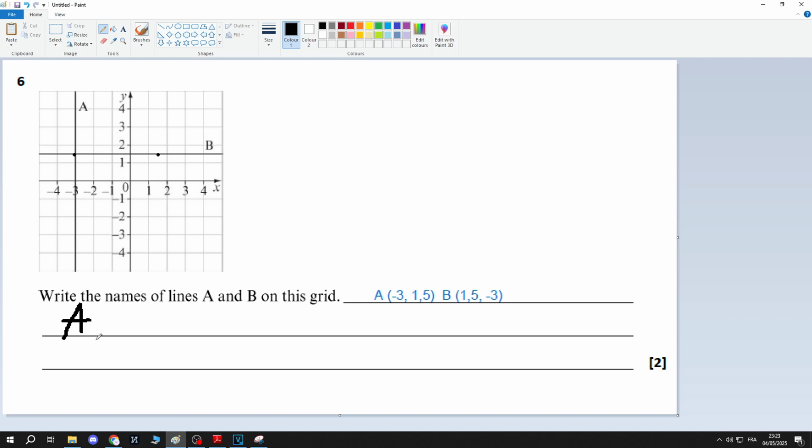So what is the equation of line A? Or what is the name of line A? Since it is a line that crosses the x-axis at -3, we will just say x equals -3.